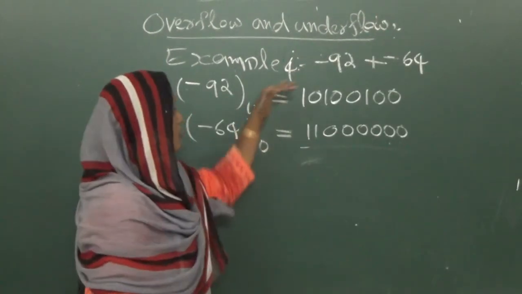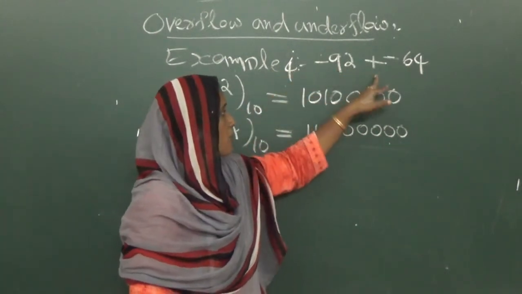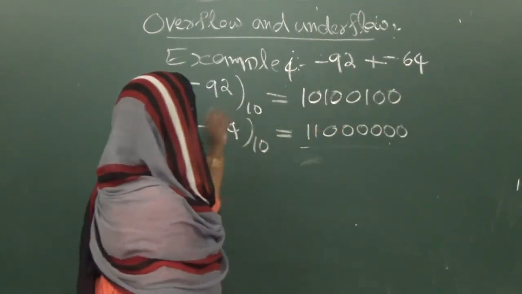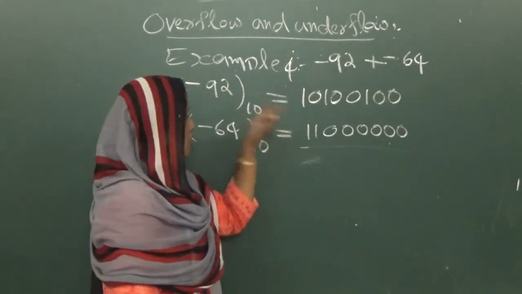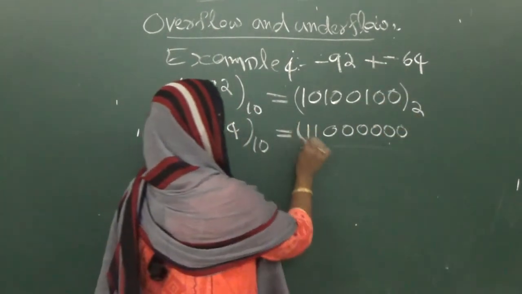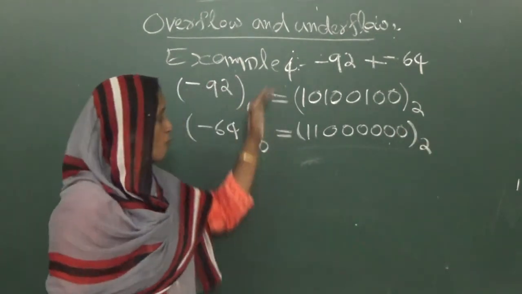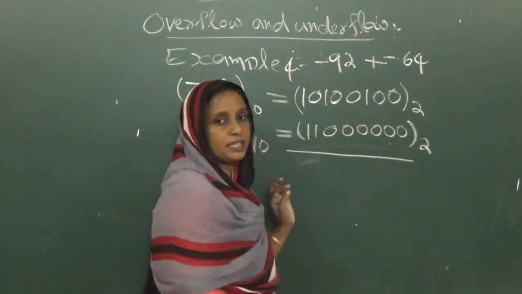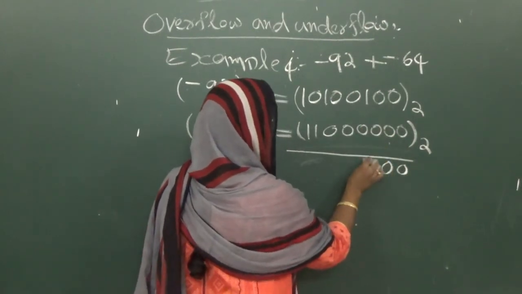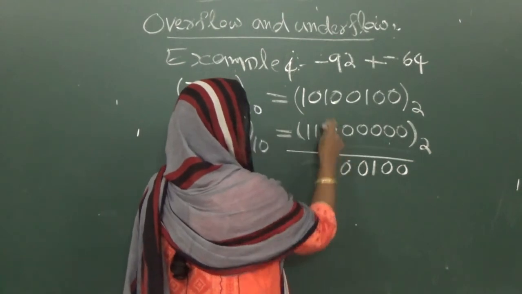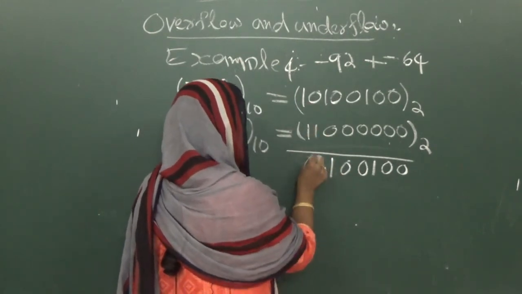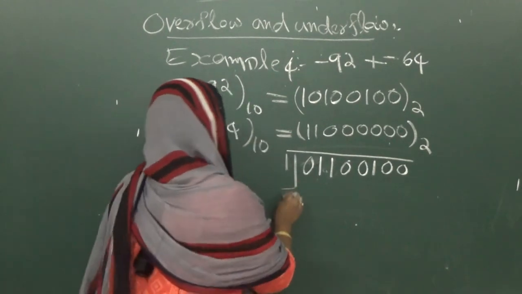As our fourth example, we add these two numbers, minus 92 plus minus 64. Okay, 92 plus 64. So in that case, minus 92 is equivalent to binary of this, and minus 64 is equivalent to binary of this. Now we want to add these two numbers. When you add these two numbers, 0 plus 0, 0, 0 plus 0, 0, 1 plus 0, 1, 0 plus 0, 0, 0 plus 0, 0, 1 plus 0, 1, 0 plus 1, 1, 1 plus 1, 0 with carry 1. There is a lost carry.